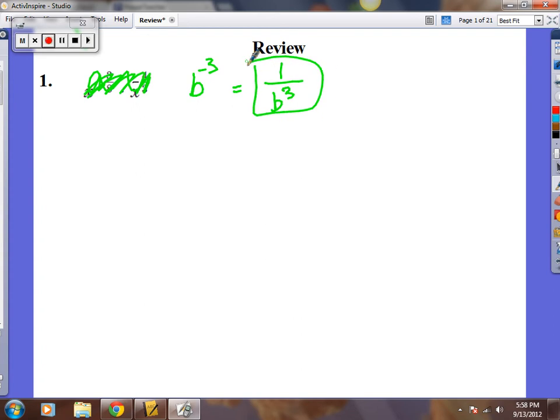But what if you have b to the negative 1/3? Now that's going to be a little bit different. Same rules apply. You cannot have a negative exponent, so you remedy that. You're just going to put 1 over b to the 1/3. Now if you write that as a radical, it's going to be 1 over the cube root of b.